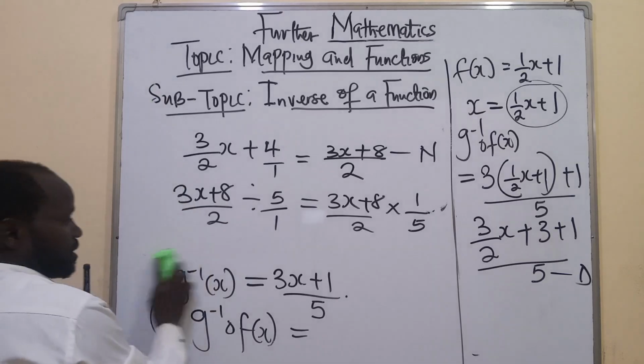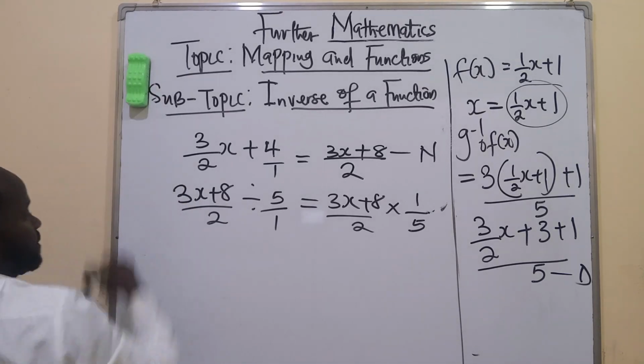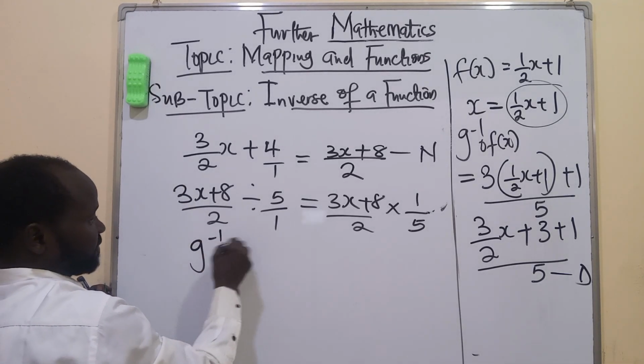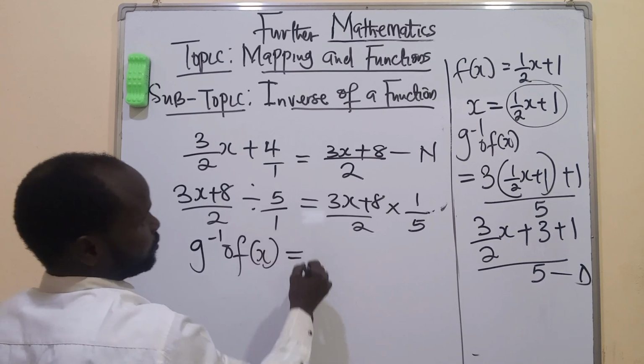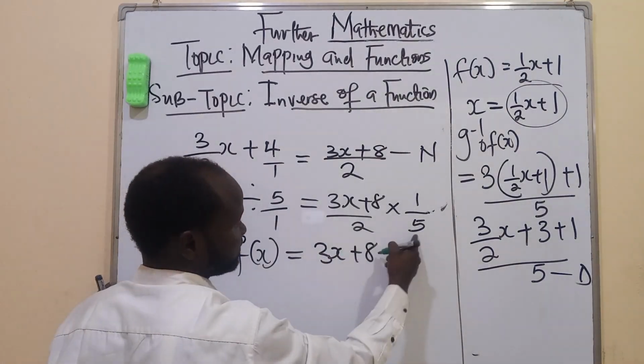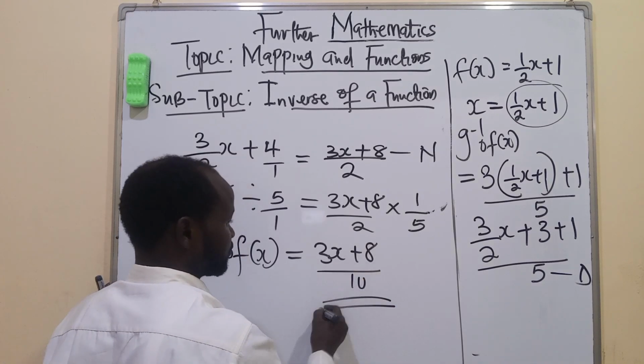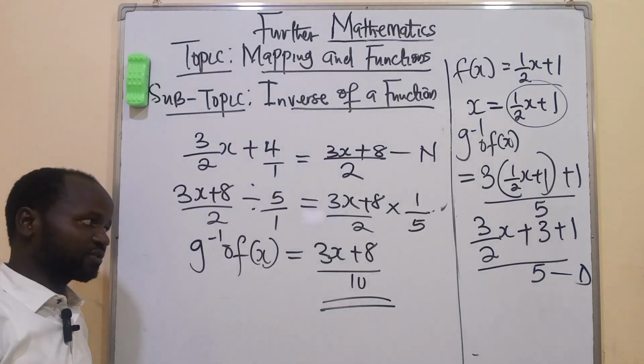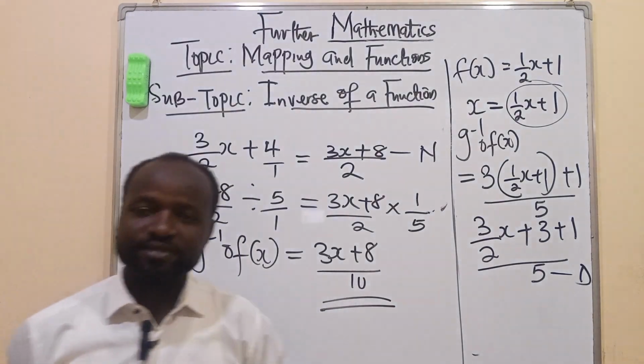Finally, g inverse of f of x now will be equal to (3x plus 8), 2 times 5 is 10. So this will be the solution: (3x plus 8) divided by 10.